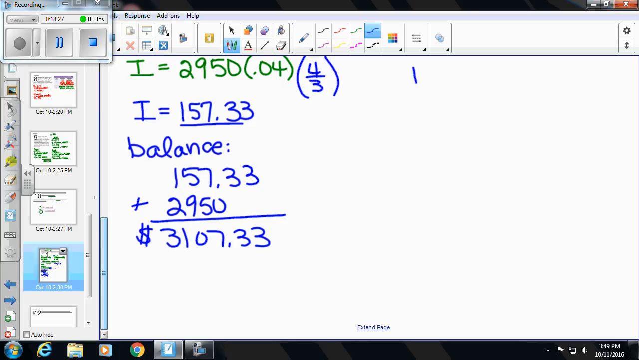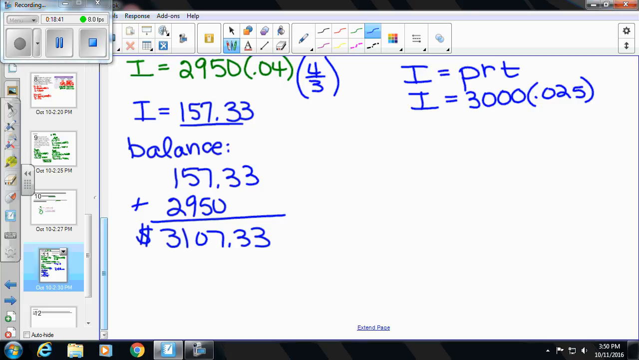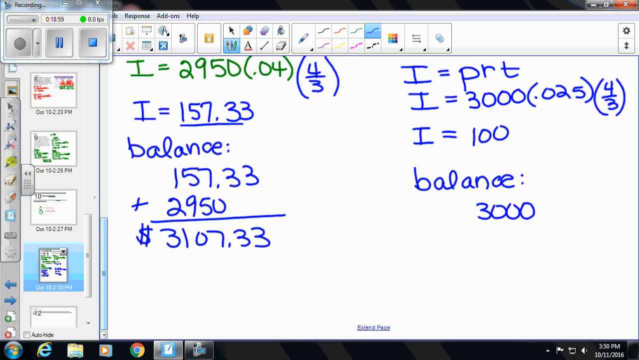Maya had a principal of $3,000, a rate of 2.5%, and a time of 4/3 of the year, or 4/3 years, it's plural, it's more than one. She ends up with $100 in interest. So when I take her balance, she started with $3,000, and is adding $100. Her balance is $3,100.